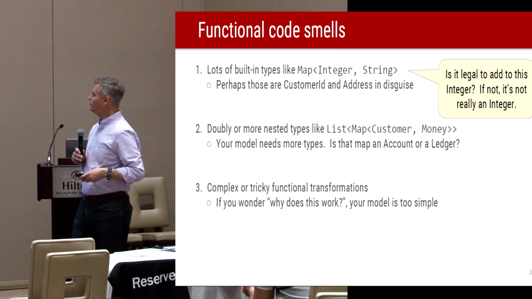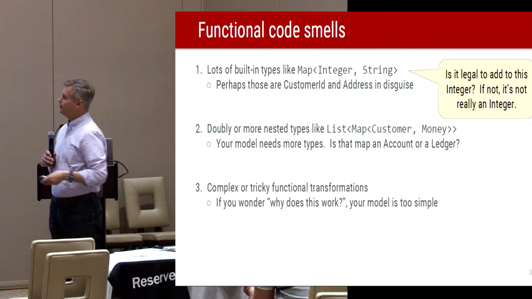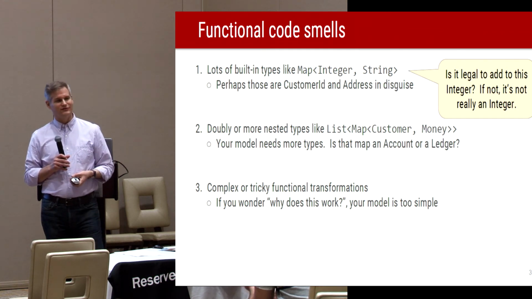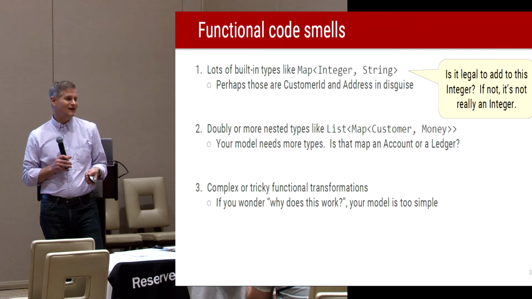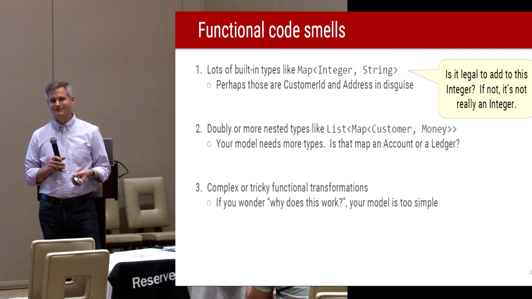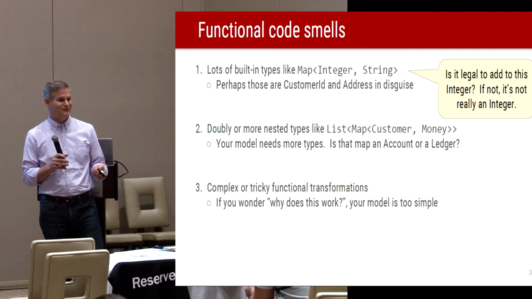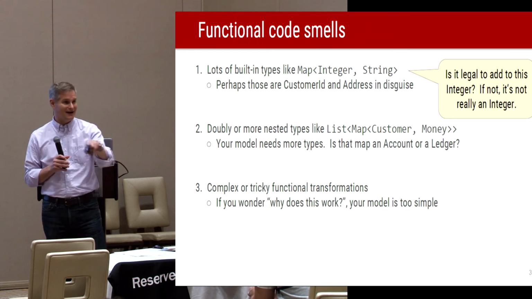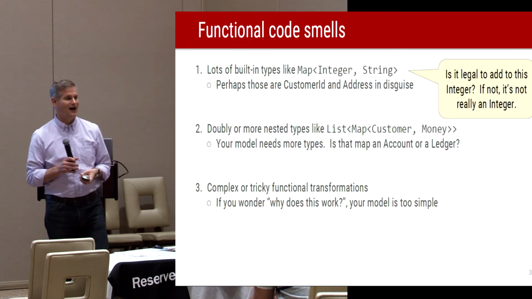Another observation I had is, look, you're telling me that this thing is an integer. If I'm not allowed to add to it, it's not really an integer, right? For example, you can't take the customer ID and add 7. My program is going to go crazy if you do something like that, right? So that means it really isn't an integer. Don't give me a method .add on something if I'm not allowed to add, okay?